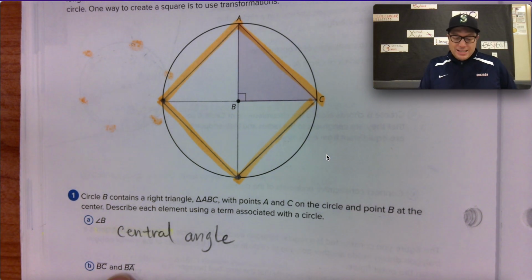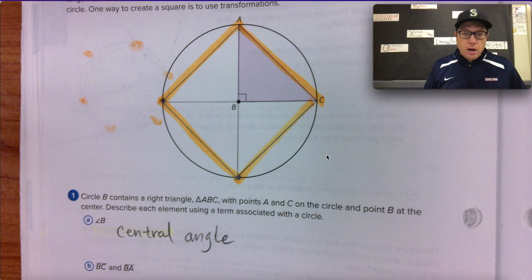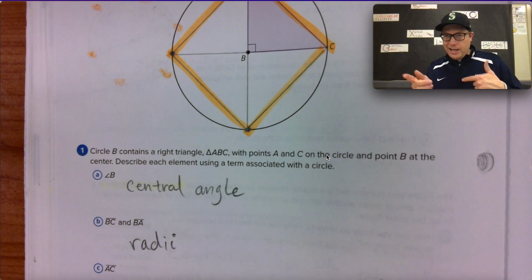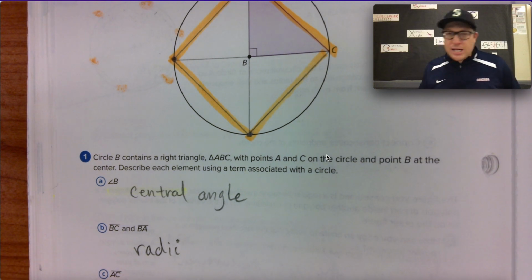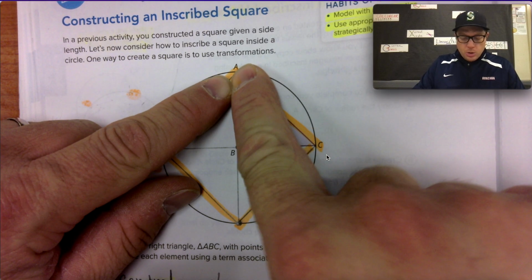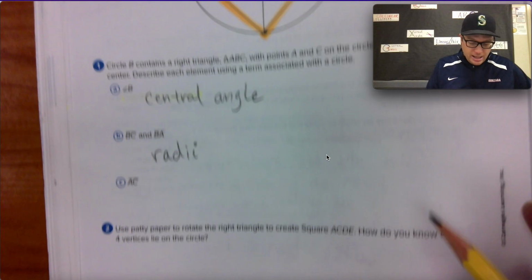And then BC, so that's here, and BA, that's here. Those are radii. I mean, a radius, but 2 of them. And then last of all, AC. AC goes across from this edge of the circle to this edge of the circle on a straight line segment. That makes AC a chord.